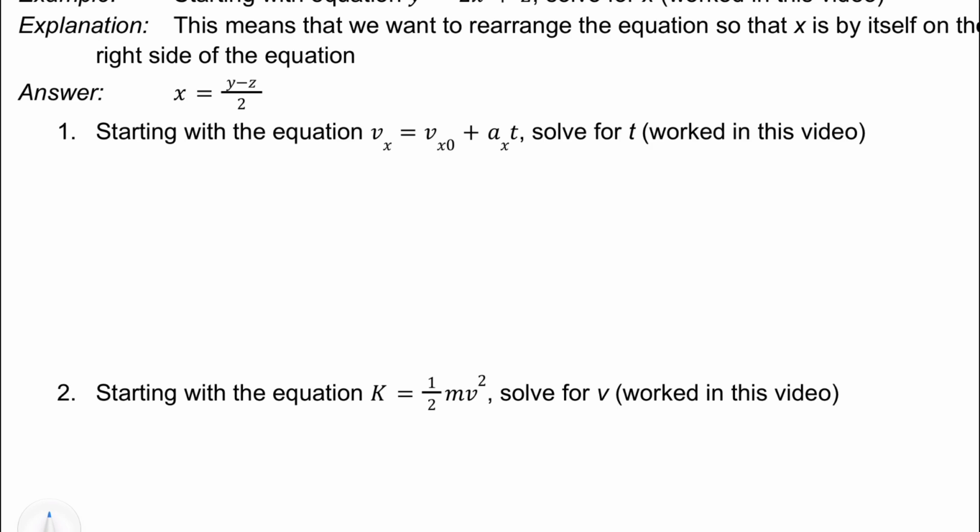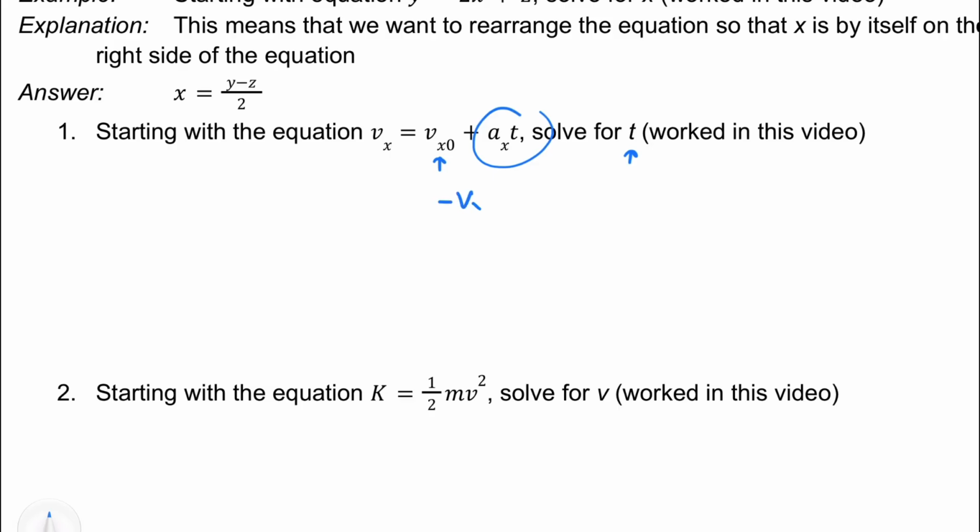So in this equation that we're starting with here, we want to isolate for t. So we, again, want to take this term that has t in it already, and we want to get rid of everything else on that side of the equation, right? The only other thing on that side of the equation is the v sub x naught variable.